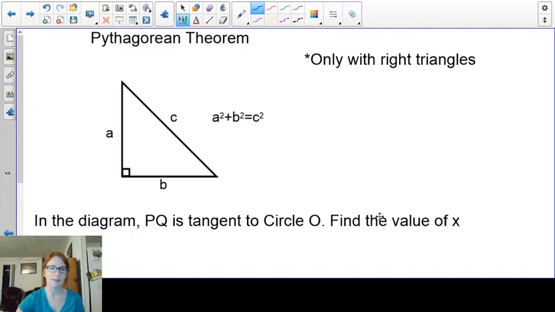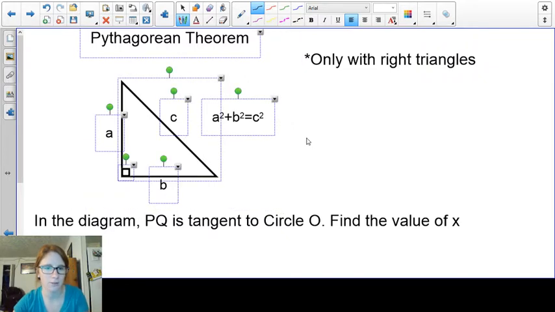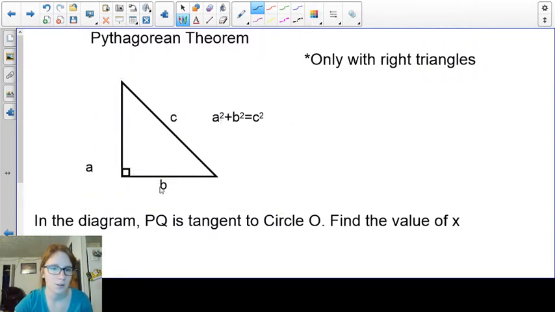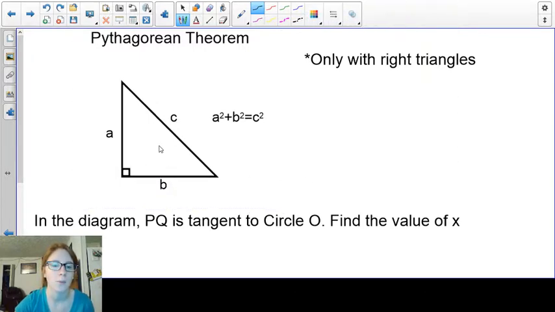Alright, the Pythagorean theorem only works with right triangles. A squared plus B squared equals C squared. A and B could be interchangeable. I could say that this side is actually B and this side is A. It doesn't matter as long as I am aware that C is the hypotenuse and it's across from the right angle. So keeping that in mind.